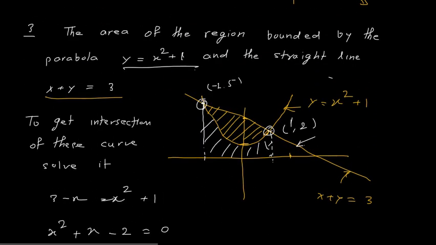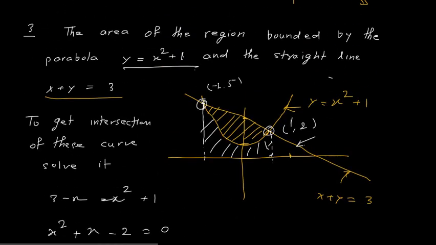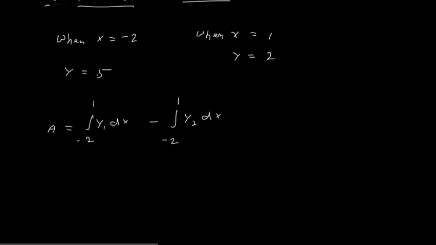Okay, now I have to find this area. So area, as we discussed, will be equal to integration of y1 dx minus integration of y2 dx. The limit is from minus 2 to plus 1, minus 2 to plus 1. Okay, right? I am doing right. Minus 2 to plus 1. Fine. Now for a straight line, the equation is y is equals to 3 minus x.